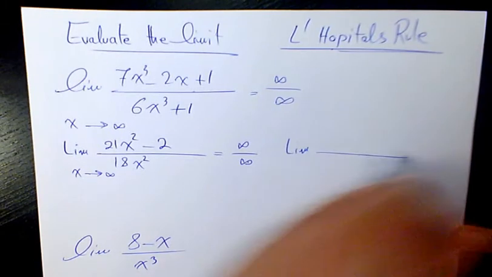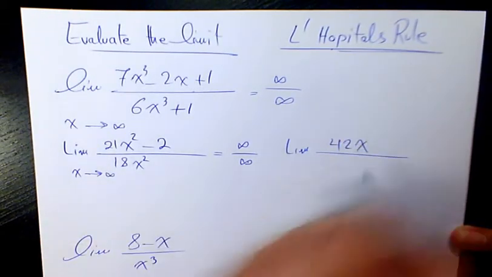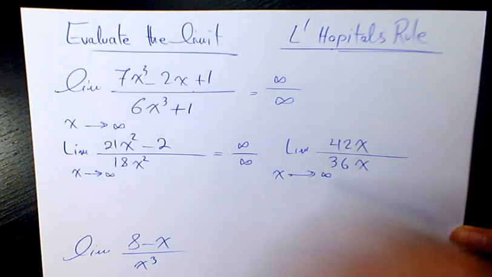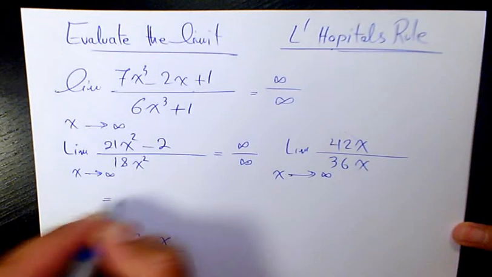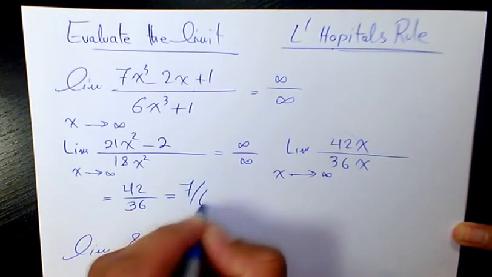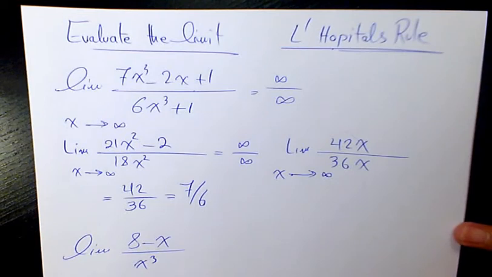That's going to be 42x over 36x when x is approaching infinity. Then x and x cancel out, it is going to be 42 over 36. When you simplify it, it is going to be 7 over 6, and it's going to be the final answer.